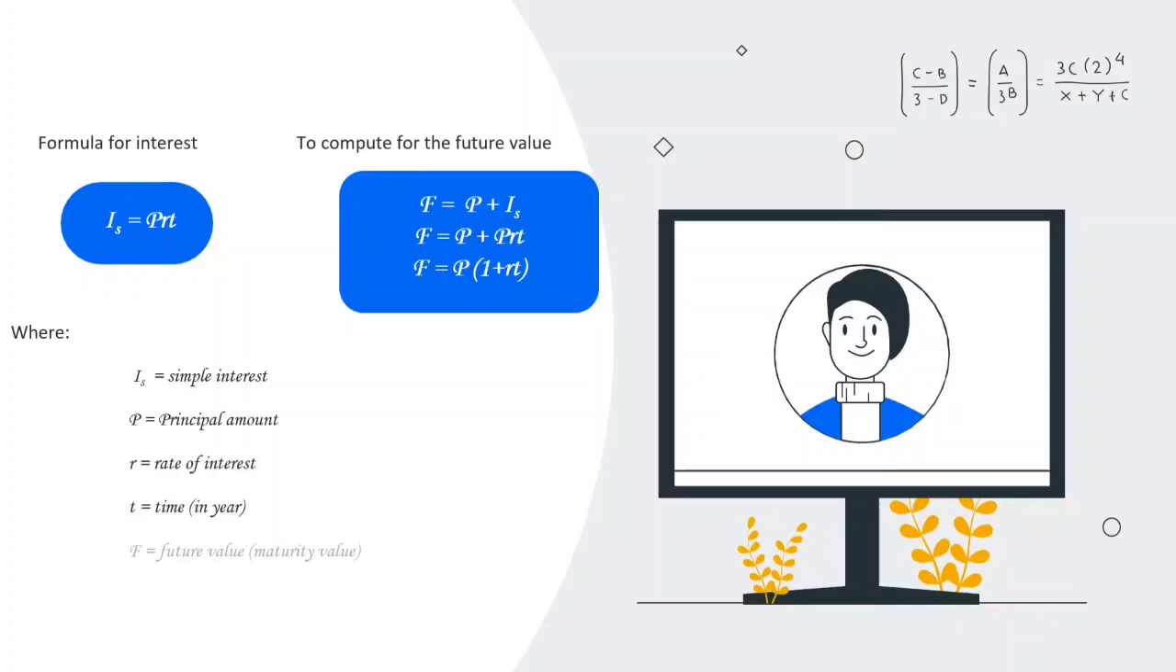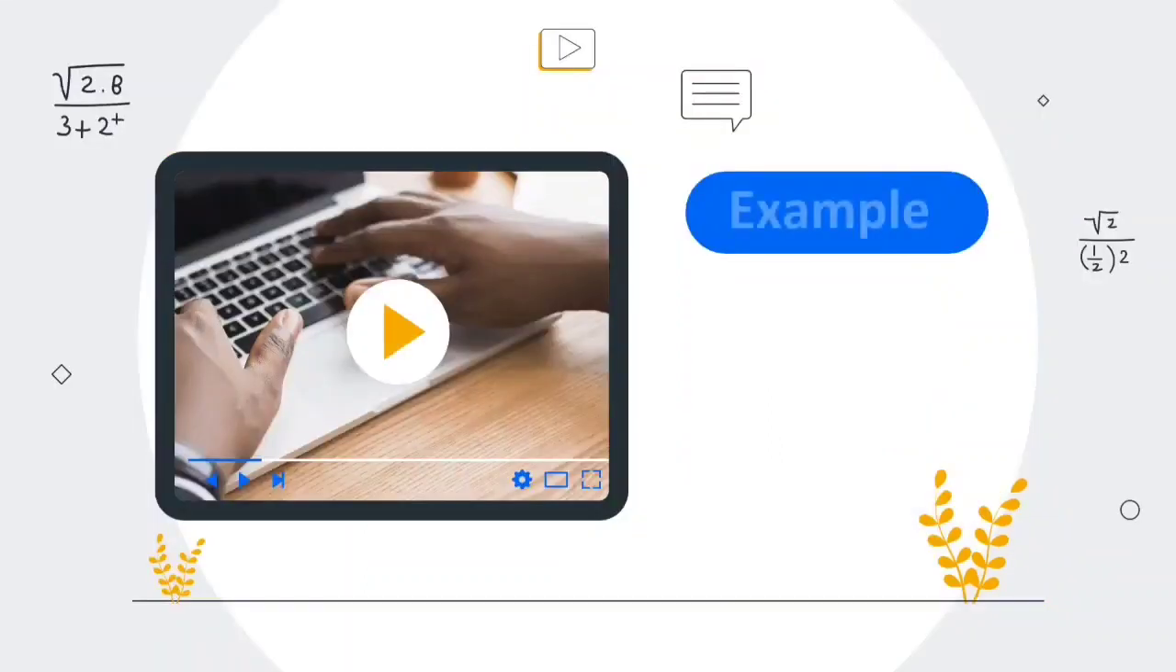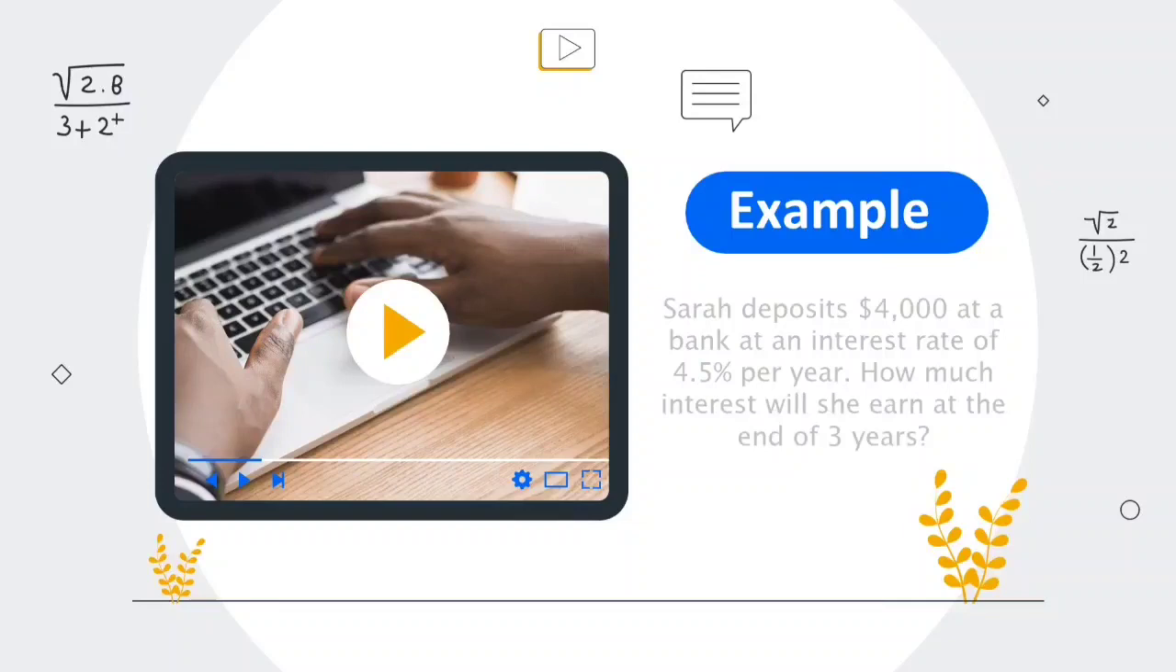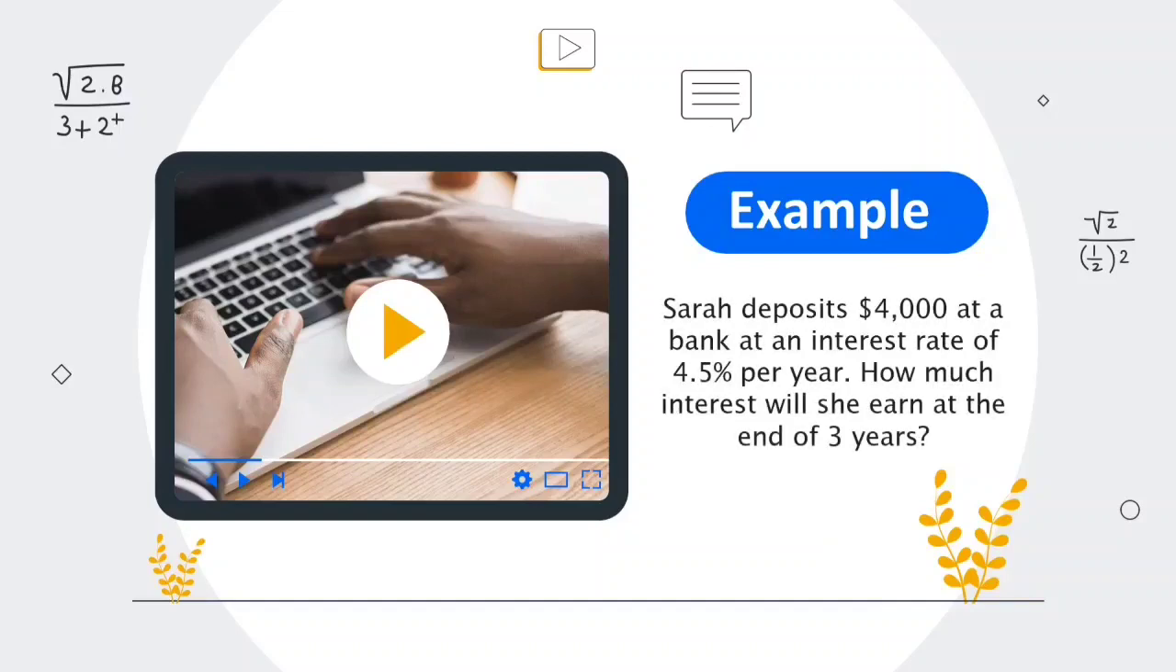Now let's use this formula in a given example. Suppose this is the example problem. Sarah deposits $4,000 at the bank at an interest rate of 4.5% per year. Now how much interest will she earn at the end of 3 years?